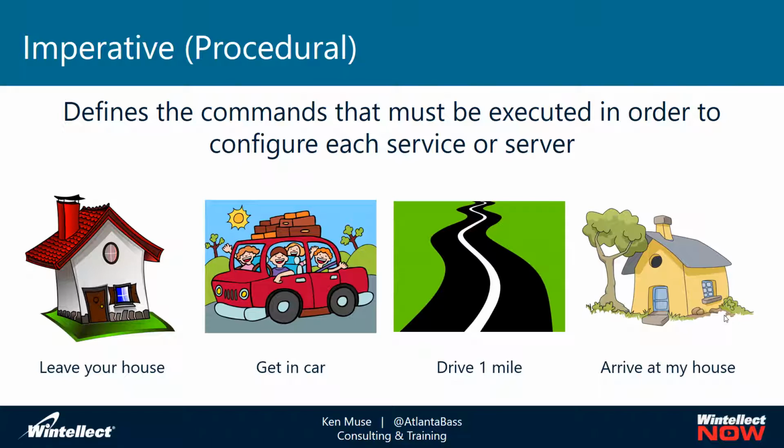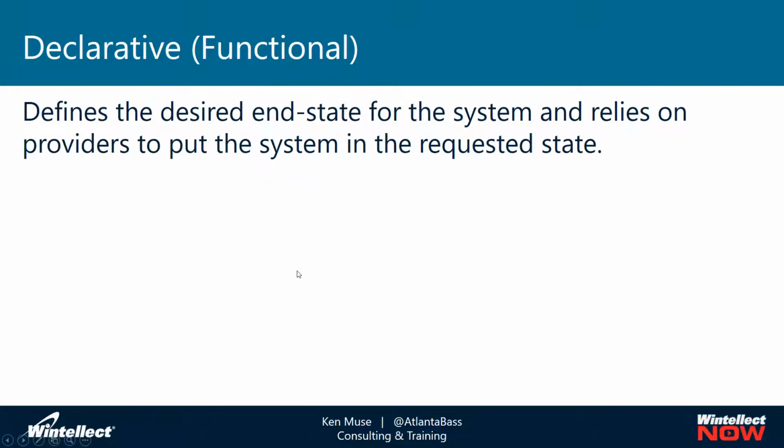This can work for several situations where we do need that level of reliability in knowing that steps are followed in a specific order. But for other situations, there's a second approach that often works better, and that's declarative or functional. In this case, we define the desired end state for our system, and then we rely on providers to put systems in the requested state.